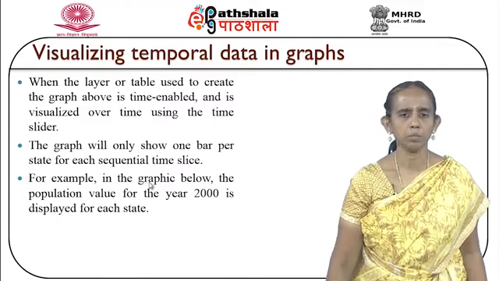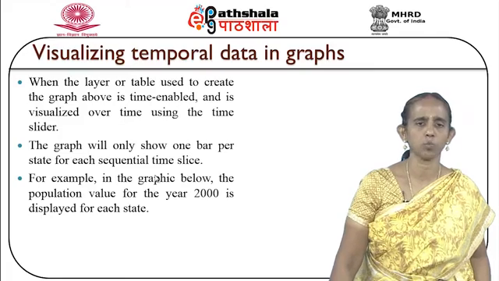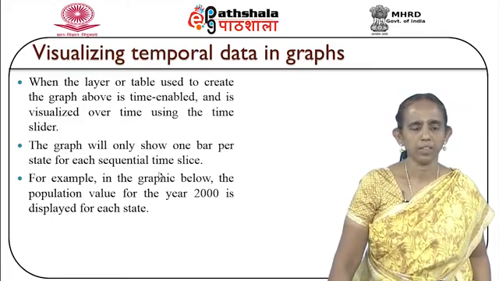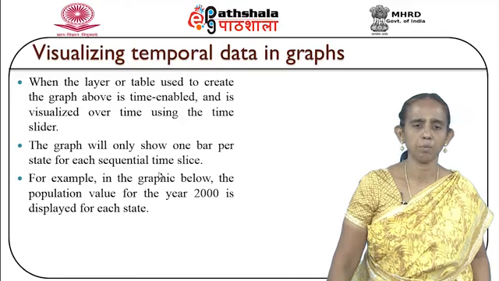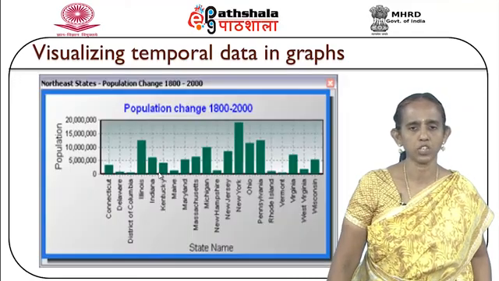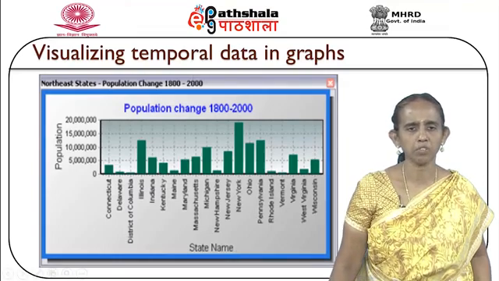When the layer or the table is used to create the graph above, it is time enabled and is visualized over time using the time slider. The graph will only show 1 bar per state for each sequential time slice. For example, in the graphic below, the population value for the year 2000 is displayed for each year. This is a population for the year 2000. So there will be a time slider by the side.